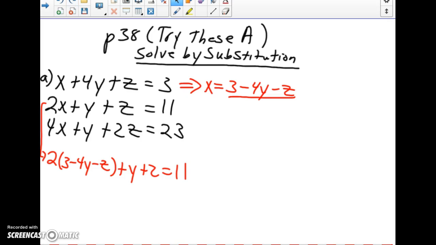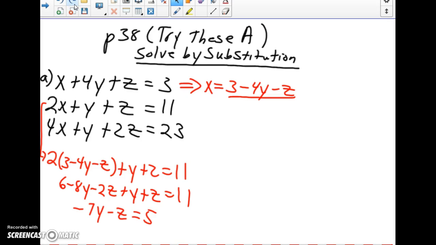Okay, so the next thing is distribute the 2, right? So here I am distributing the 2. Okay, so there's that. Now after I distribute the 2, what's the next thing we do? Take away the 6 and combine your like terms. There you go. I'm going to take away the 6 from both sides and combine my like terms. And here's what I end up getting. That right there. Okay, I'll freeze it.